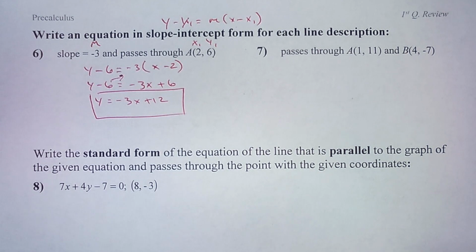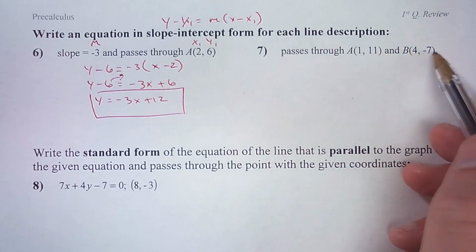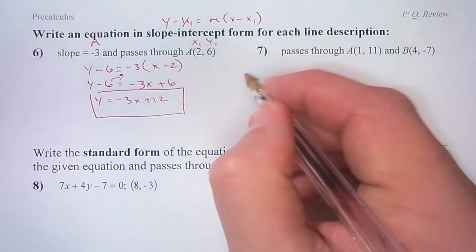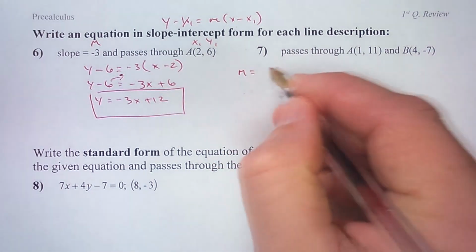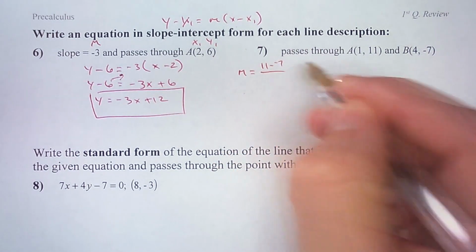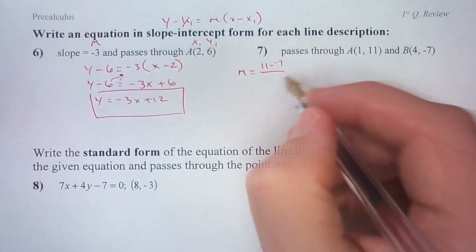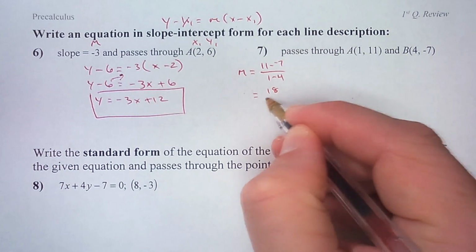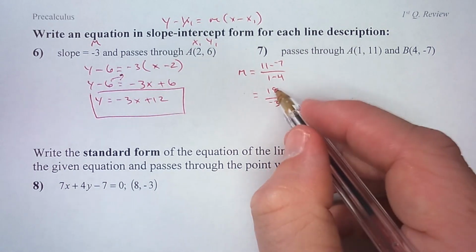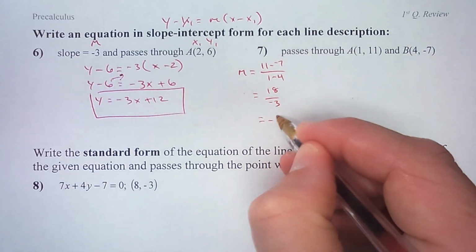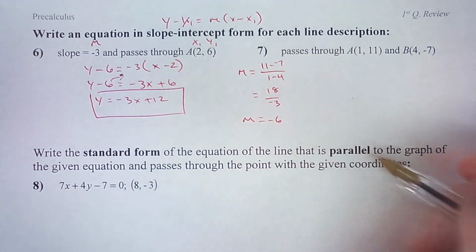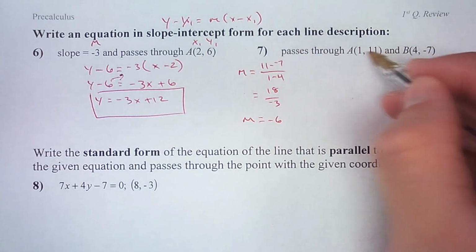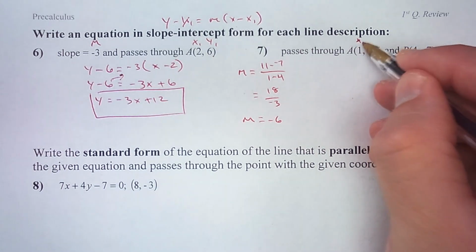This next one, I need to find the slope and choose an x1, y1. Okay, so the slope is y minus y, 11 minus negative 7, over x minus x, 1 minus 4. So that's 18 over negative 3, and that simplifies to negative 6. So there is m. And then I'm going to use the two positive numbers as my x1, y1. It does not matter which point I choose.